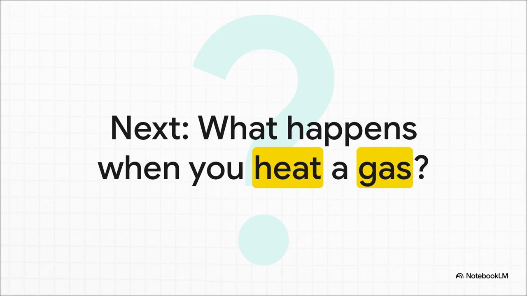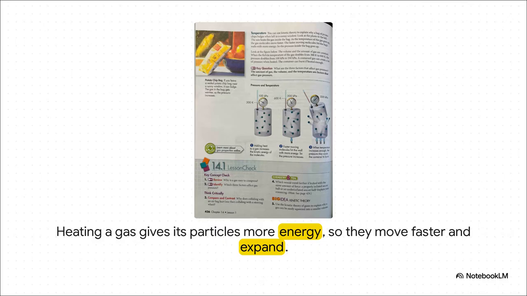Let's go back to that bag of chips in the hot car. When you add heat, you're basically giving those tiny gas particles a shot of espresso. They get super hyper, they start moving way faster, and they start smacking into the inside of the chip bag with a lot more force. Now, since the bag is flexible, the only way for it to deal with all that extra pushing is for the bag itself to expand.